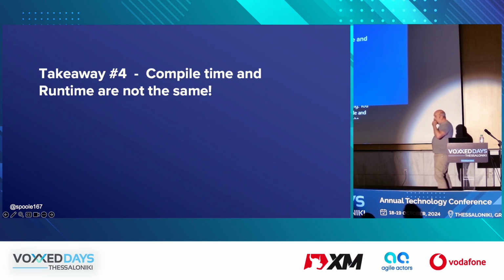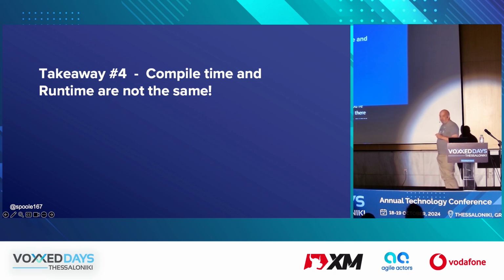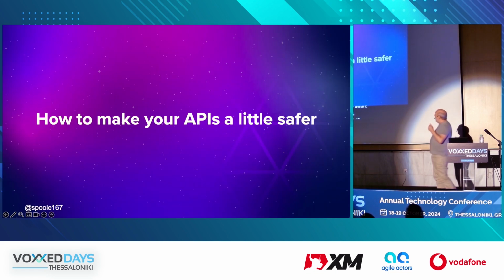So I want you to start thinking that compile time and runtime are different. There's not that much difference. Most of the time you're okay, but there are edges and there are things that you have to be aware of when you're designing APIs, especially when you're looking at evolving them. Okay. So how do you make your APIs a little safer?